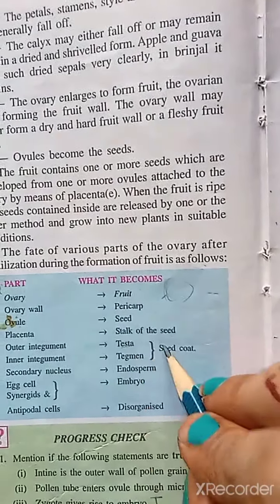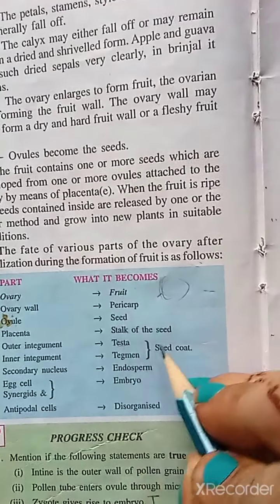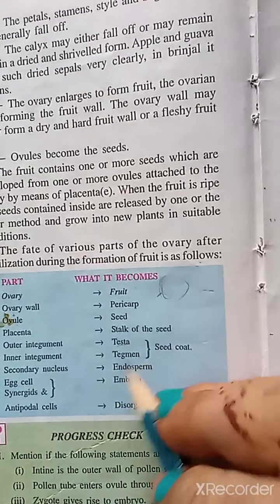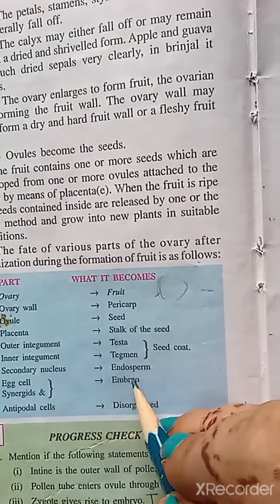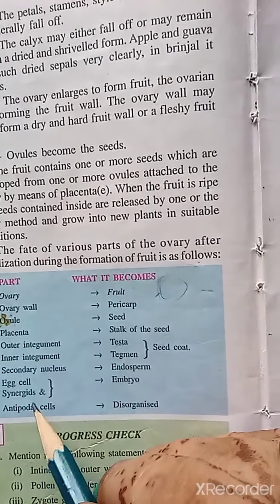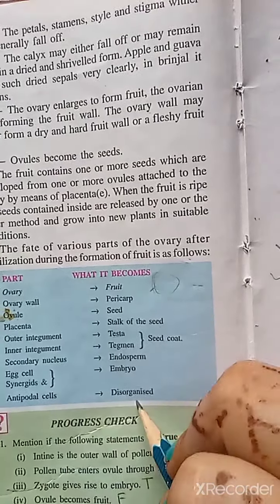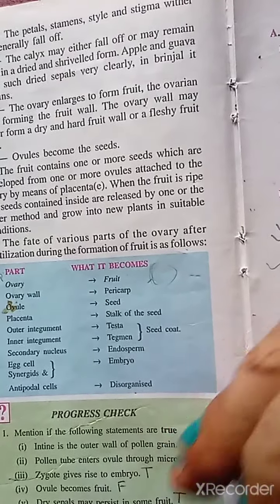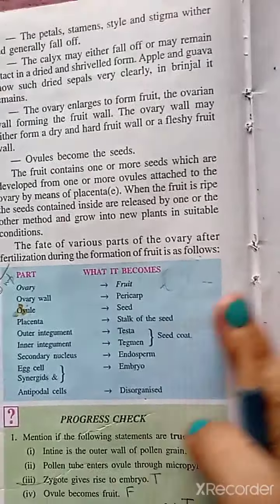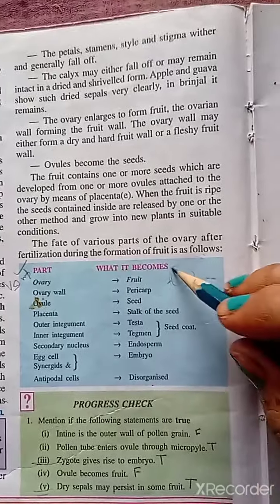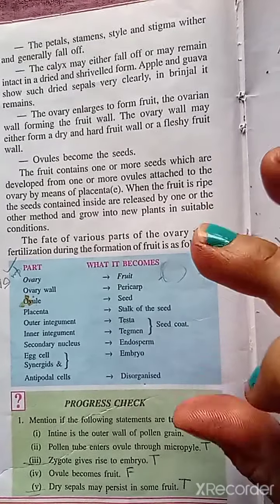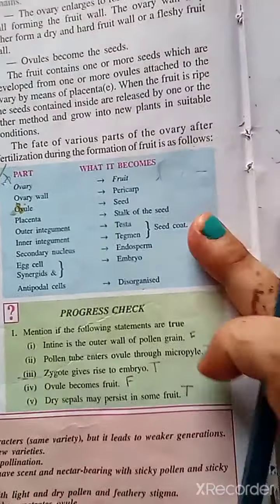The outermost layer of the seed coat is the testa. The innermost layer is the tegmen. The egg cell and synergids will form the embryo. The antipodal cells will disorganize, meaning they will vanish. So this is a very important chart. You learn this very hard by yourself, students.